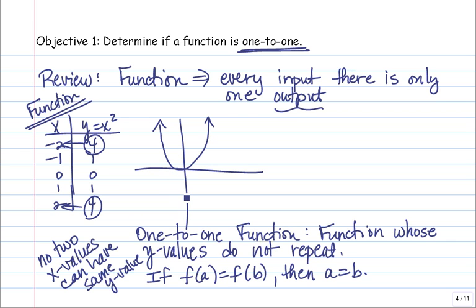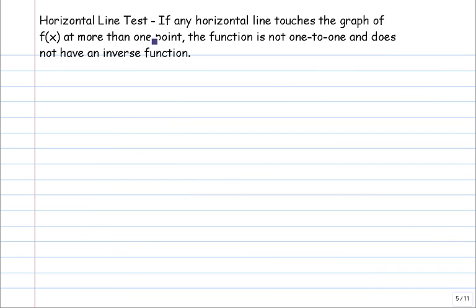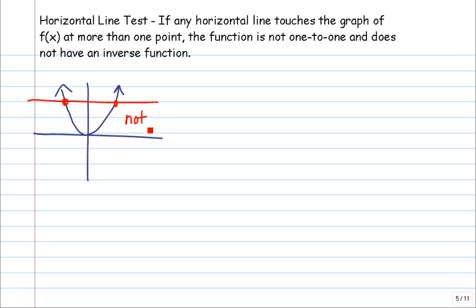So we know it's a function because it passes the vertical line test, but we're going to add another test in here called the horizontal line test. And if we do a horizontal line, look, it's crossing more than one point. Okay? So the horizontal line test says this: if any horizontal line touches a graph of f of x at more than one point, the function is not one-to-one and does not have an inverse function. So just like that parabola we just saw, if we draw any horizontal line through it, it touches 2 points. So this one is not one-to-one.